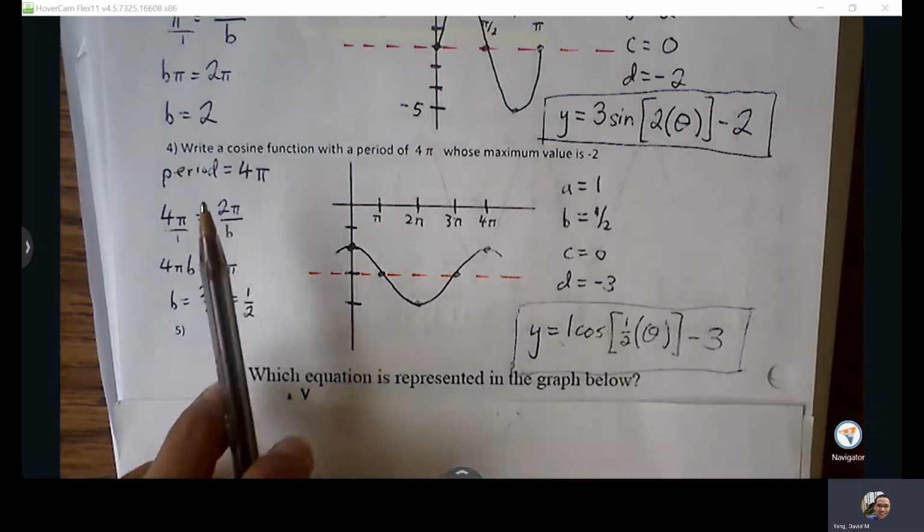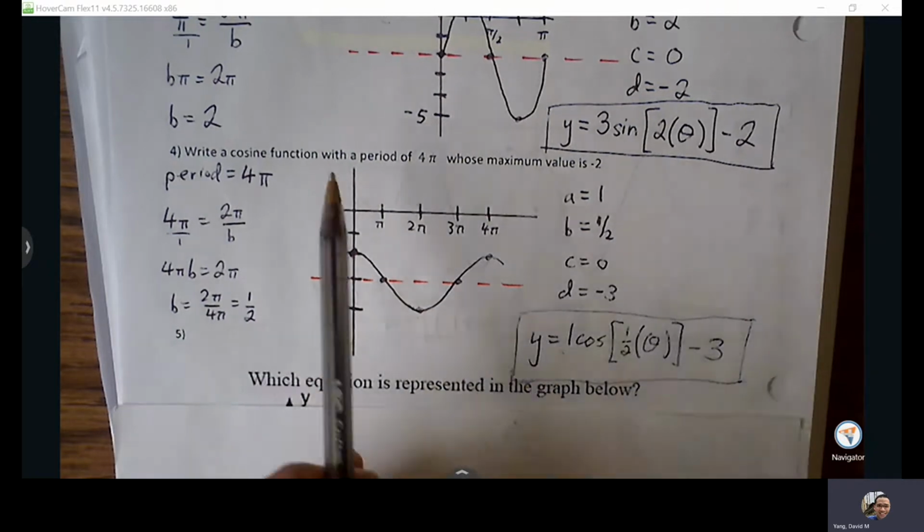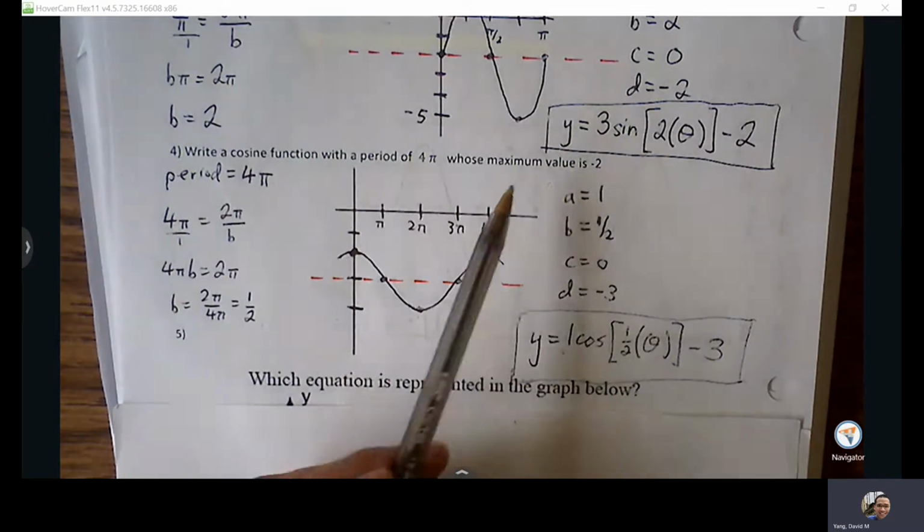So from a period of 4 pi, I can solve for b. 4 pi over 1 equals 2 pi over b. Cross multiply, 4 pi b equals 2 pi. Divide both sides by 4 pi, I get b equals 1/2. So we can use that for our equation. Cosine function, period of 4 pi, maximum value of -2.